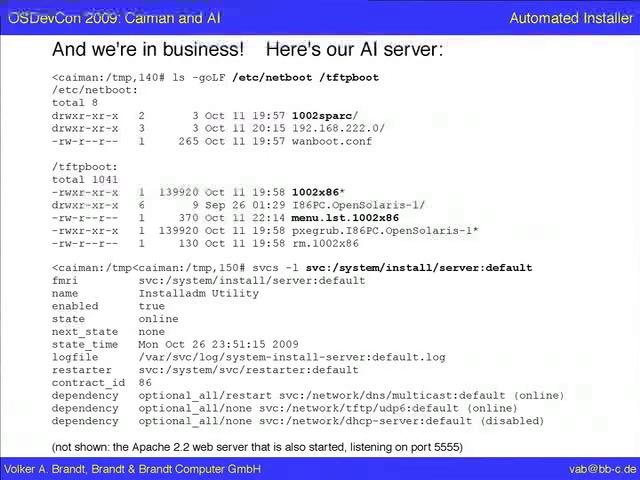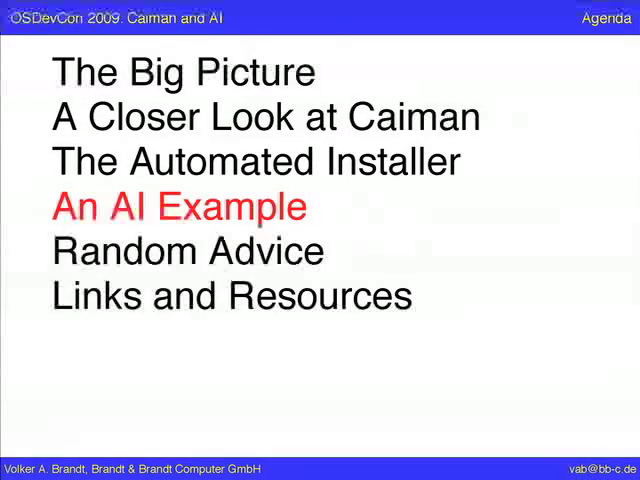So now we have a service running. Of course, the install server itself is also an SMF service, and it's running on my system, and it's waiting for jobs to do. What I've written down here, because it occurred to me that I didn't show it, is that there is an Apache web server also started, which is listening on a special port. So let's look at an AI example.